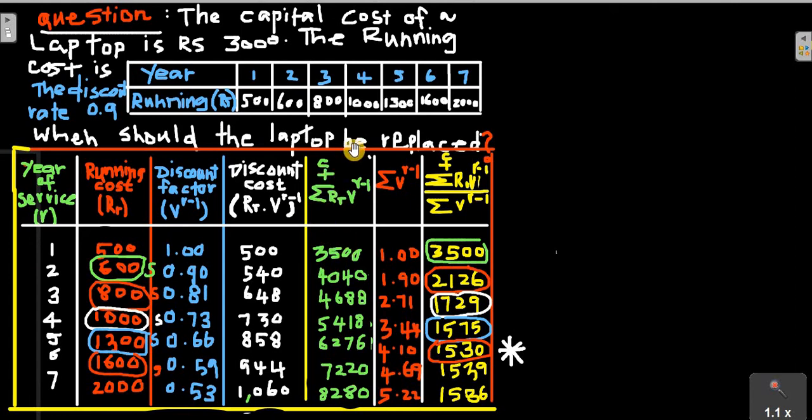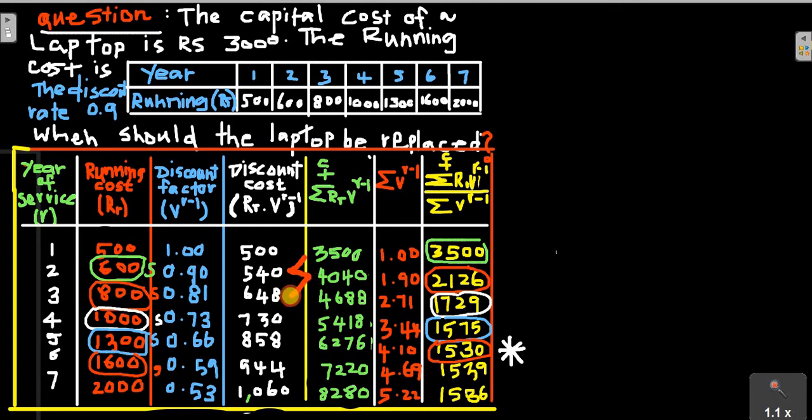I repeat again. The cost of the laptop is 3000. So 3000 plus 500, you will get 3500. Then add this and this. Okay, you add this and this right here. So this 3500, plus 540, is 4040.